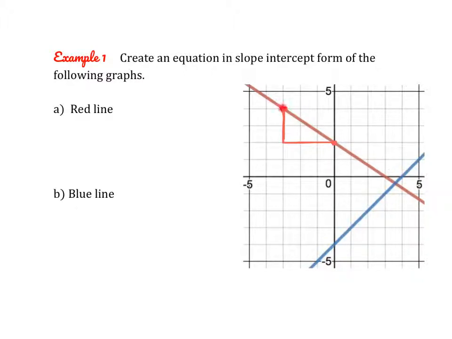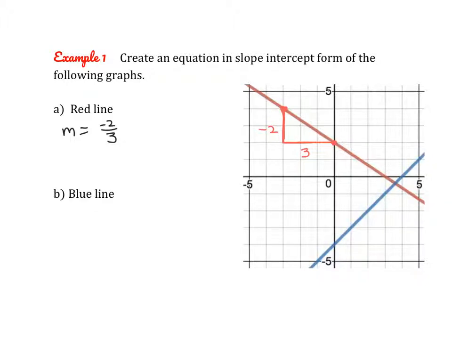So I can see that since we're moving down, our rise is -2, and then our run is 3. So for m, it's always rise over run, so it's going to be -2/3. Remember, it's always rise over run.